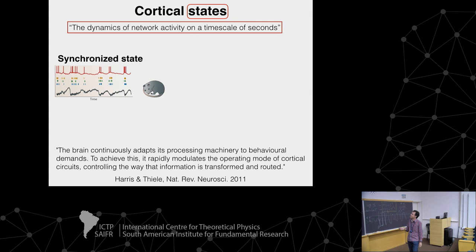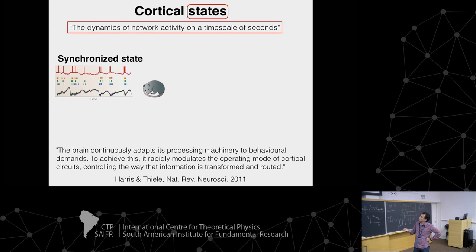And what is known, more or less well established today, is that you do observe this kind of synchronized state that I'm displaying here.